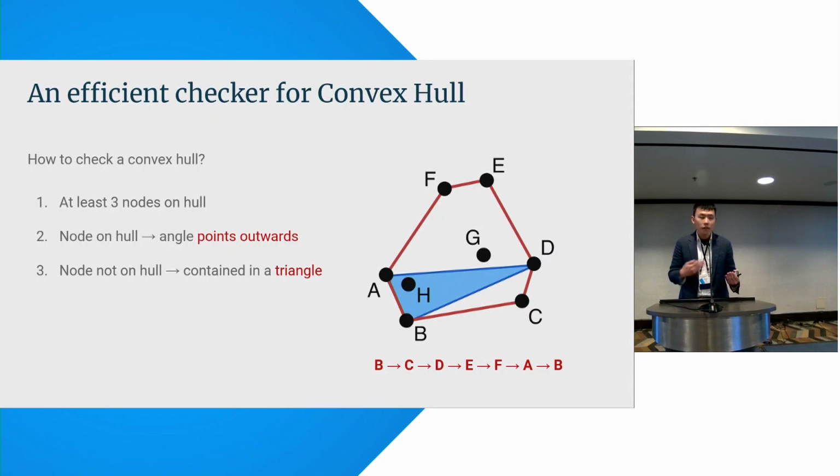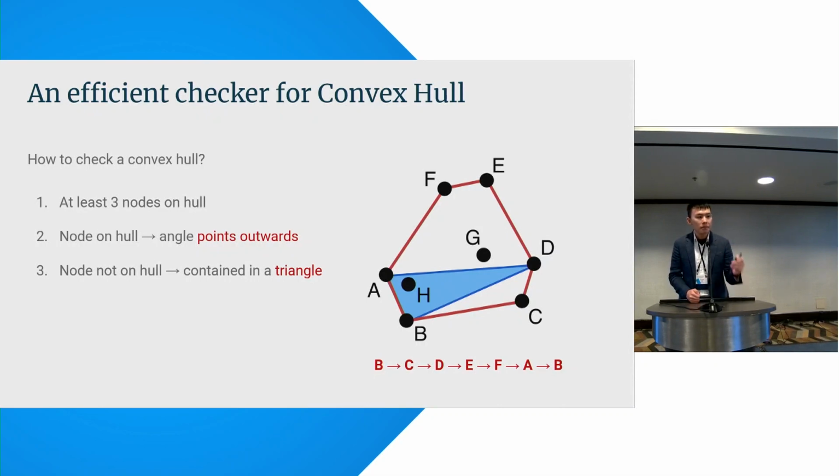You might be wondering, how can the verifier efficiently find this triangle? Well, it can simply ask the prover for it. The prover supplies this triangle, and then we just need to modify this checker so that it also checks that the 3 corners of the triangle are indeed nodes on this hull.